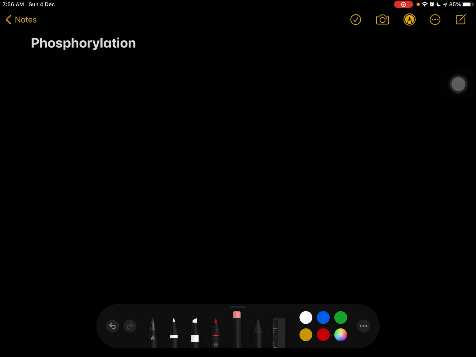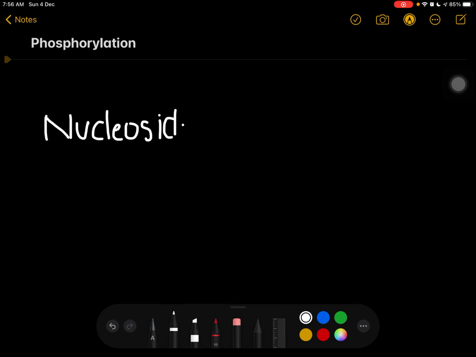So today we will be looking into phosphorylation, but before moving to this, we will be looking into the basic concept of nucleotide and nucleoside, right? So let's first look into it. What is nucleoside?